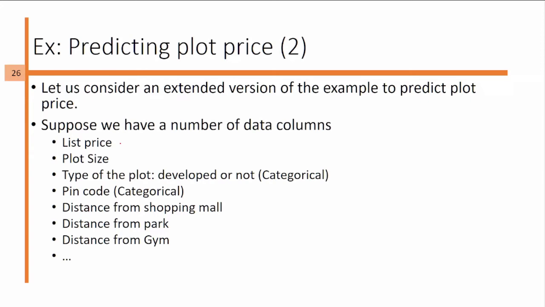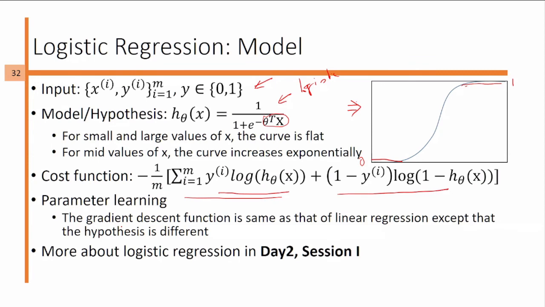And again, for learning this parameter theta, we'll again be using the same gradient descent. Only thing here is the hypothesis is different. Otherwise, the approach to learn this theta parameter is the same, the gradient descent.